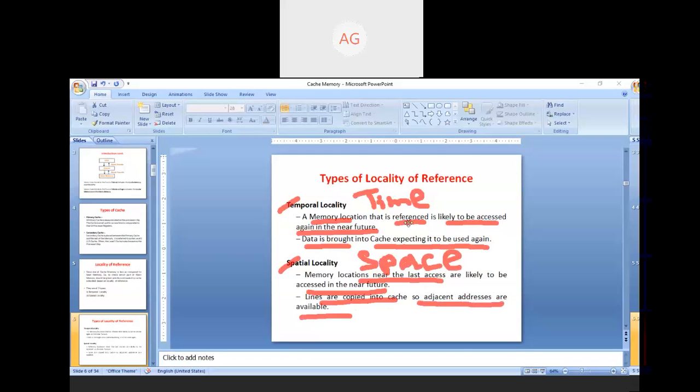So the locality of reference deals with two properties. One is time and the second is space. They are termed temporal locality and spatial locality.